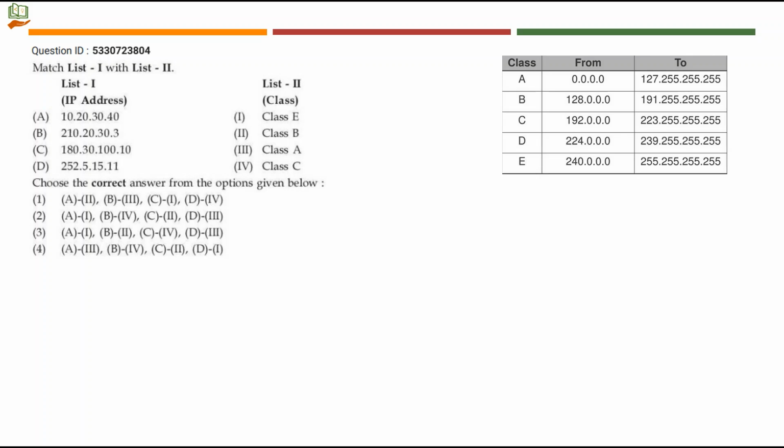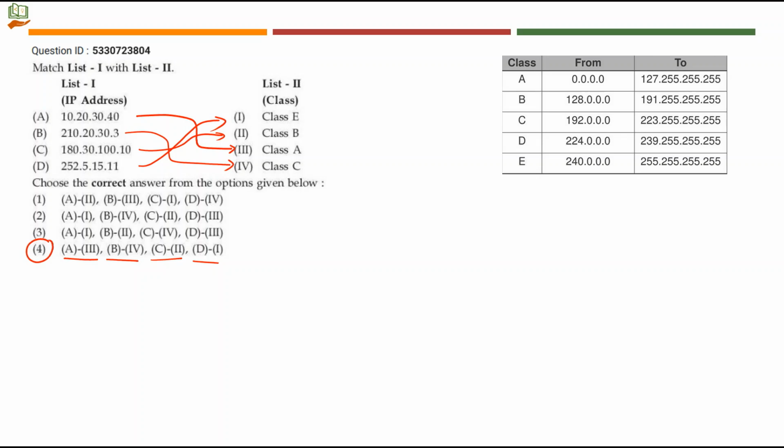10.20.30.40 is lying in the range of A. A will be mapping to 3, class A. A3 is available only in option number 4. Then we have 210.20. 210 means it is in the range of C. So B is mapping to 4, class C. What about 180.30? It is in the range of B. C will be mapping to 2. 252.5. This is in the range of E obviously. So D will be mapping to 1. Option number 4 will be the right answer.